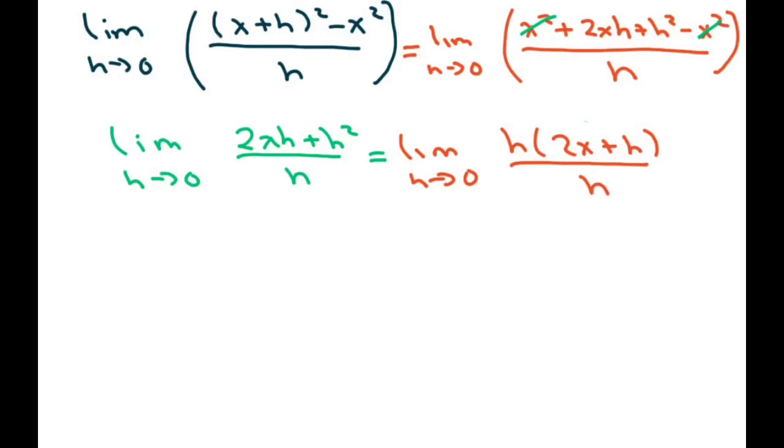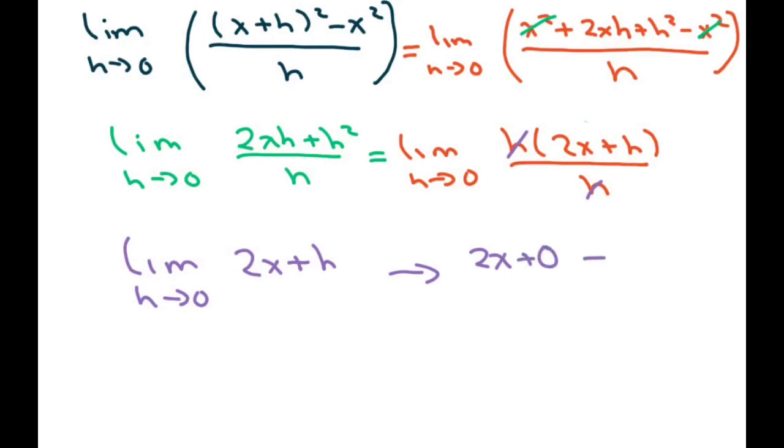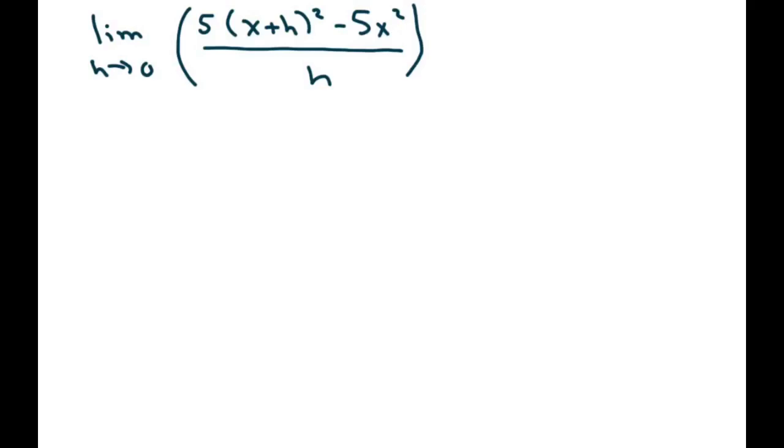And what happens here is the h's cancel, so we're left with the limit as h approaches 0 of 2x plus h. And now we're going to use substitution, and that's going to be 2x plus 0, which equals 2x. So we wrote this limit in terms of x. And the next one is this one.